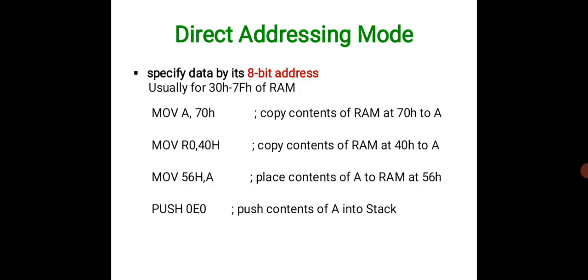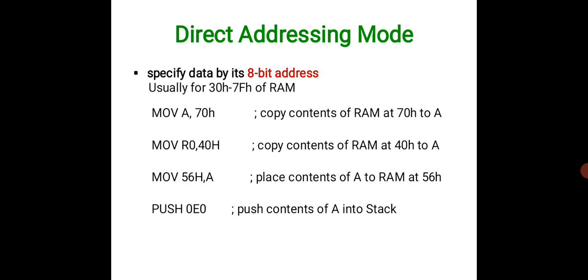Coming to the next addressing mode, it is the direct addressing mode. We specify the data by an 8-bit address. Normally this addressing mode is used for accessing data from the internal RAM location, usually from 30H to 7FH. Here I've listed certain examples. MOV A, 70 means that I'm copying the contents of RAM location 70 to the accumulator. Similarly, I have given examples like MOV R0, 40 and MOV 56, A.